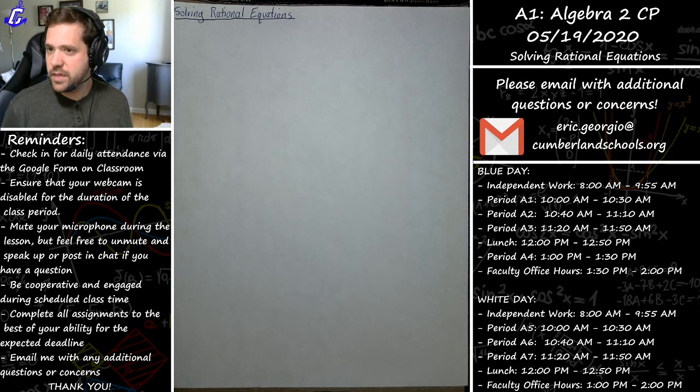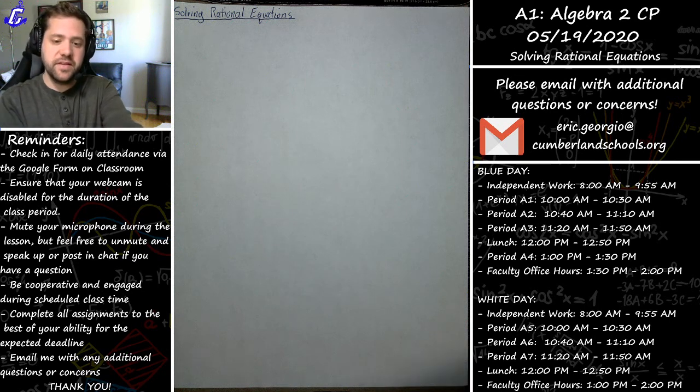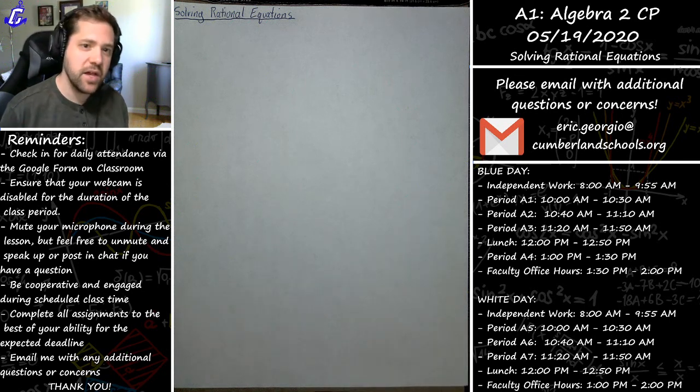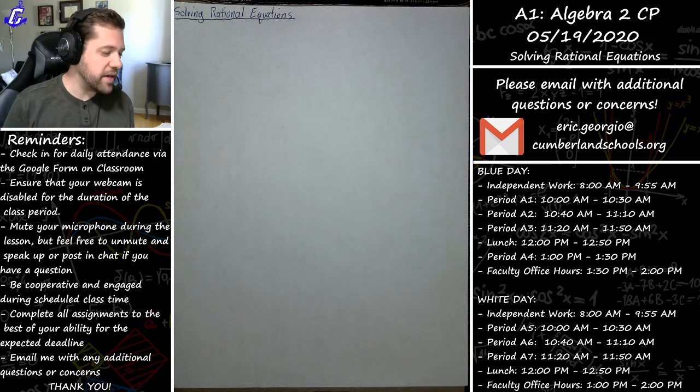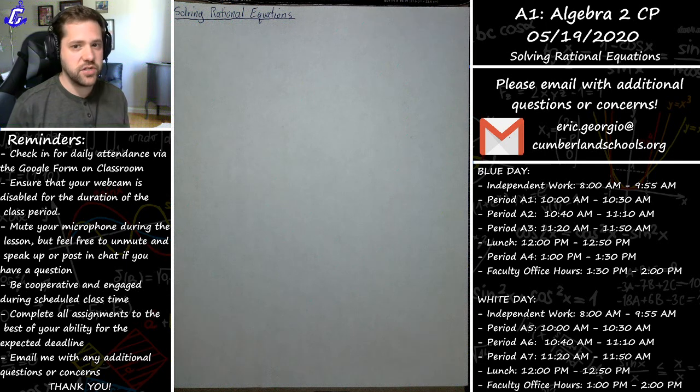There we go. All right, good morning. This is A1 Algebra 2 CP. This is Tuesday, May 19th. Hopefully you're having a great morning so far, and hopefully it's about to get even better because today we're going to be solving more rational equations.